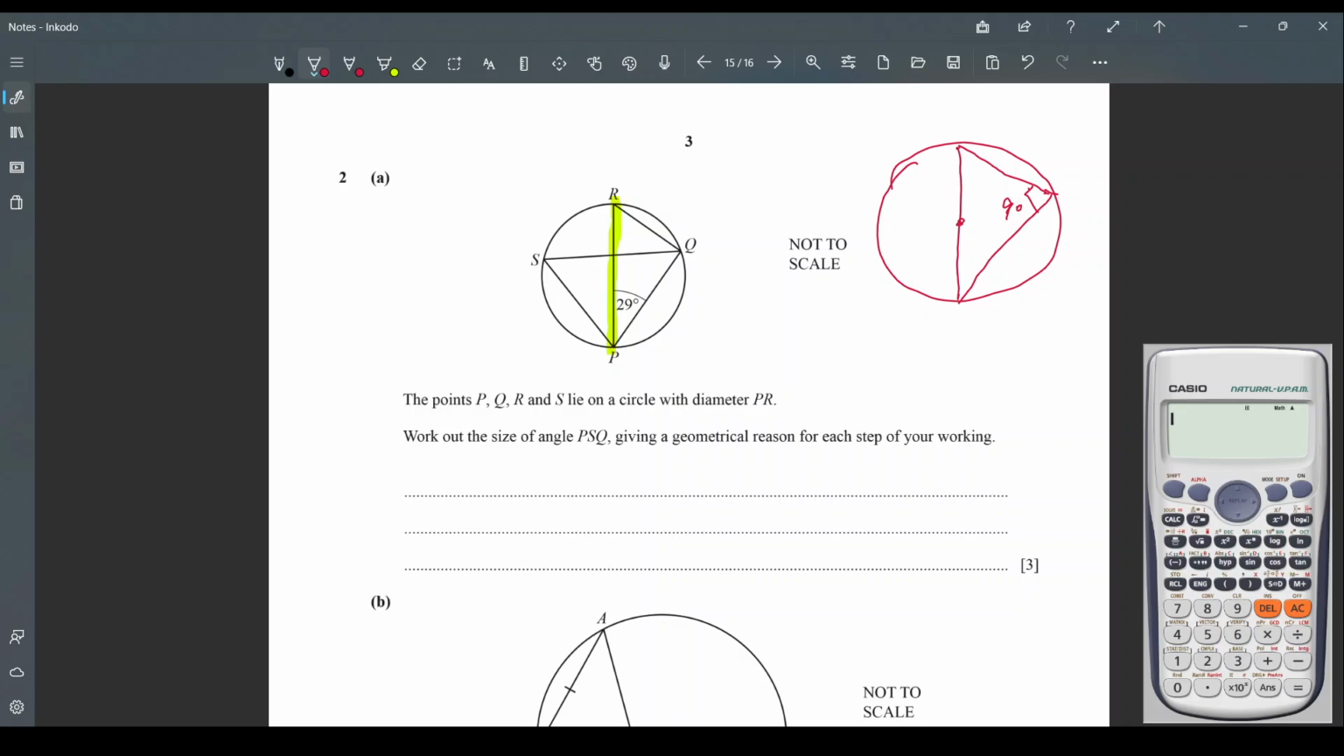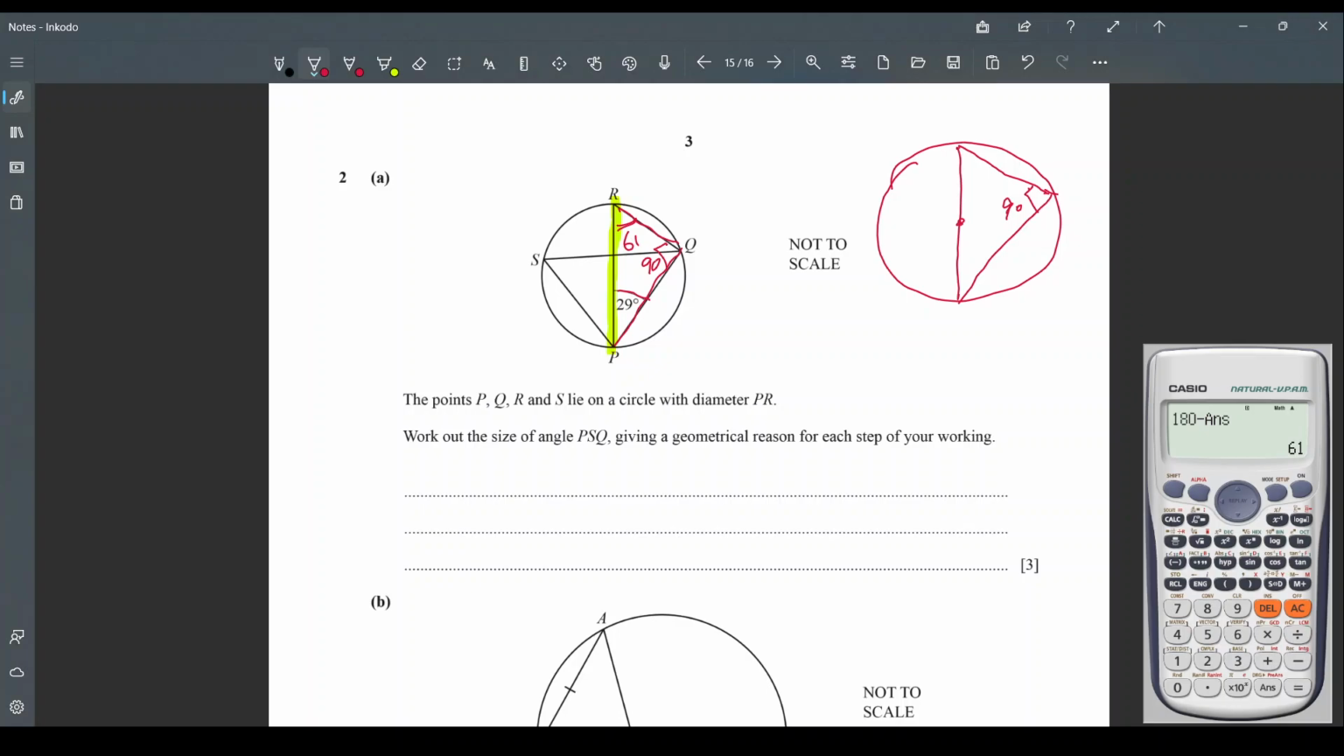So this angle will be 90 degree and this angle is 29. So what is this angle? So 90 plus 29 is 119 and 180 minus of the answer 119 is 61. So this angle is 61.